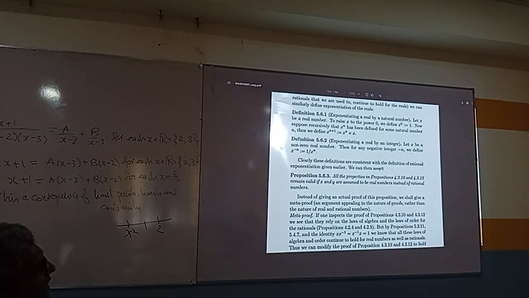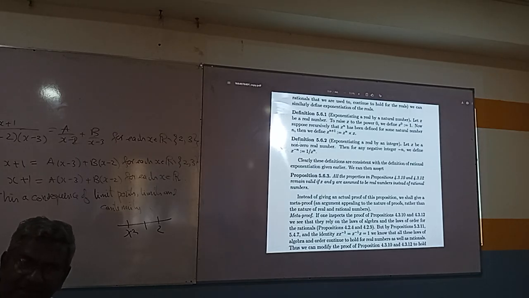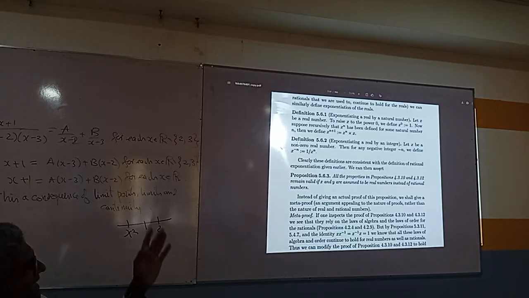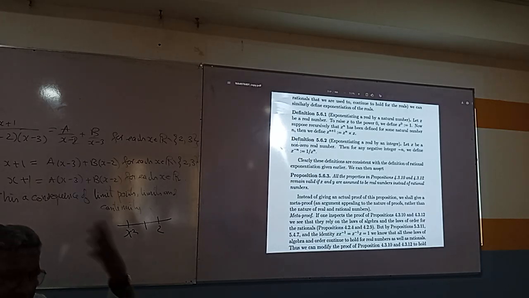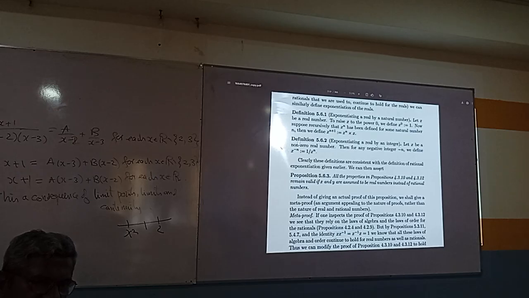Let's see, he says exponentiation of a real number by a natural number: let x be a real number. To raise x to the power 0, we define x to the 0 equals 1. Now, suppose recursively that x to the n has been defined. I am uncomfortable with the English here. How can you suppose recursively? No, he is using the fact that he is going to define x to the n in a recursive way, but saying suppose recursively.